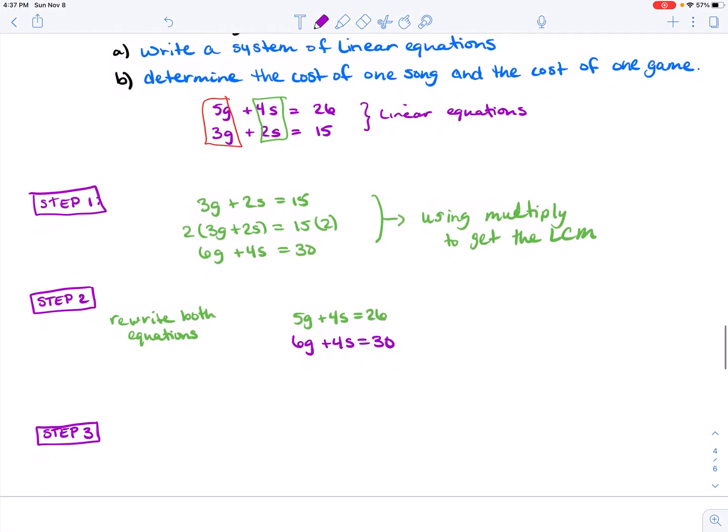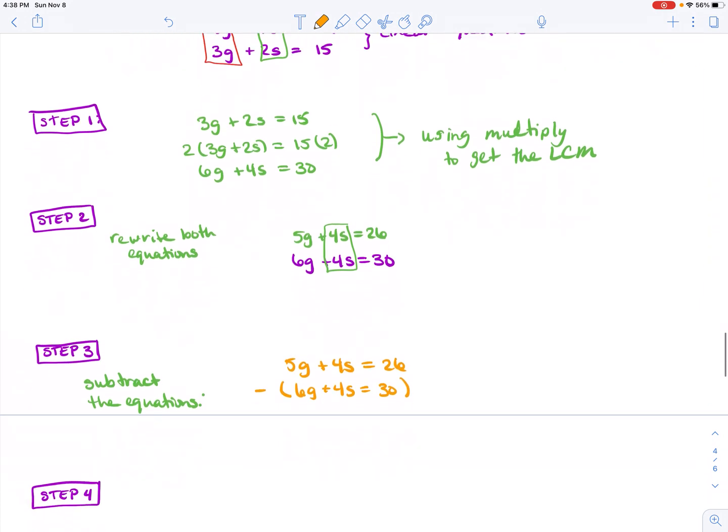The third step, what I'm going to do is I'm either going to add or subtract. In this case, I'm going to subtract because I have to get a 0 for these 4 S's. So I'm going to subtract the equations. So what does this look like, Miss Carla? Well, I have 5G plus 4S equals 26. Subtract 6G plus 4S equals 30. I'm subtracting the whole thing.